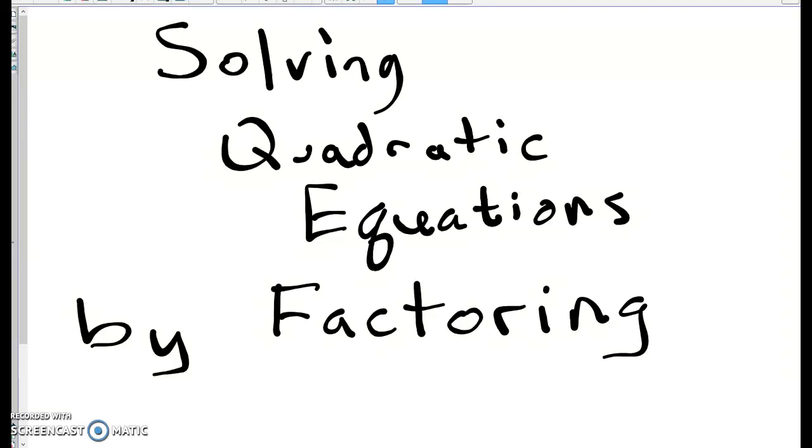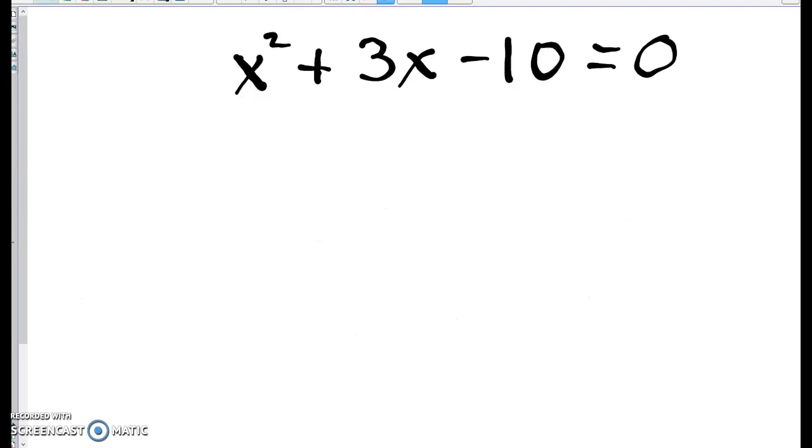All right, let's look at a couple problems with solving quadratic equations by factoring. So we're going to start off with one that's basic. We know right away, look, there's an x squared and an x term. There's no way we're going to be able to solve this by taking the square root, so we need some other strategy.